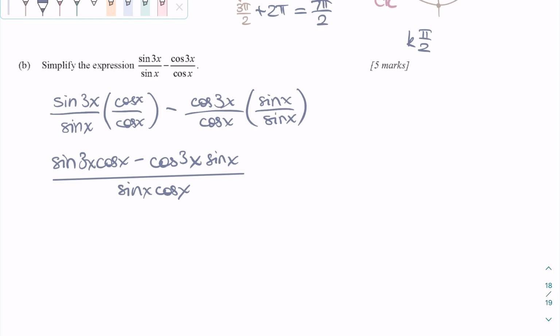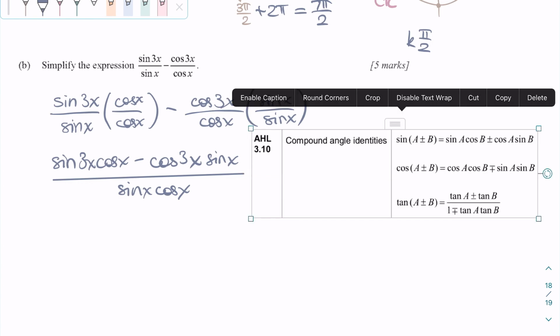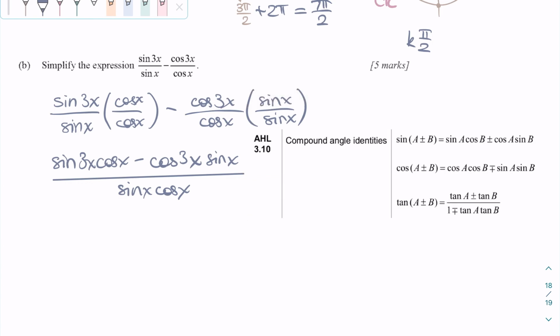We can now observe that the numerator is actually an identity found in the formula booklet. When we look at the compound angle identity for sine, it actually looks exactly the same as what we have in the numerator. If we replace 3x with a and x with b, and take the minus in the compound angle identity, it is identical to sine a minus b. So this means that the numerator can be rewritten as sine of 3x minus x.